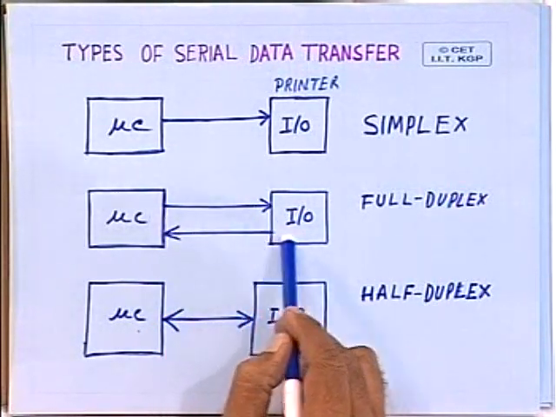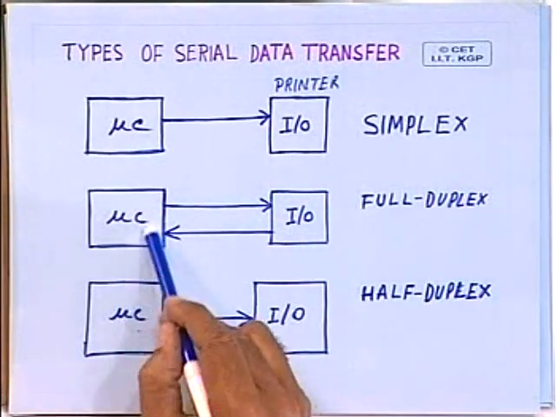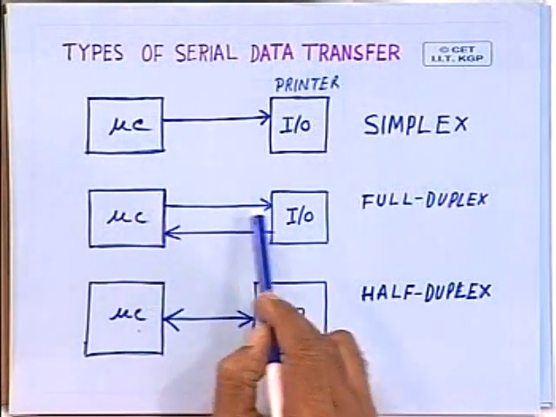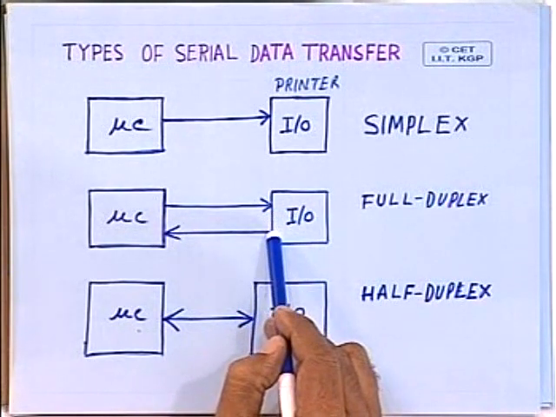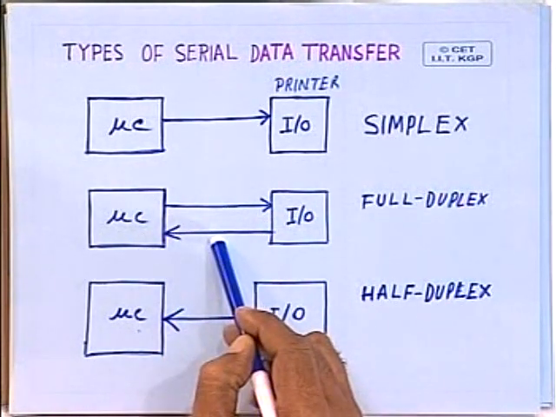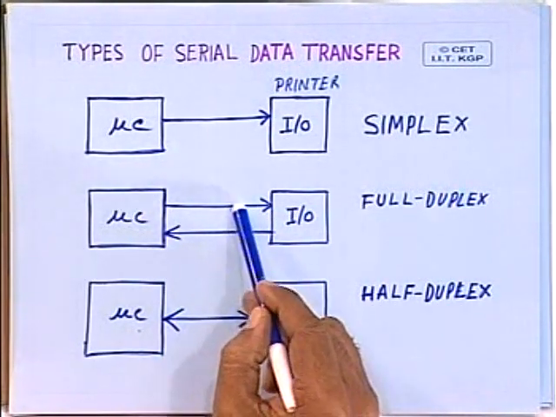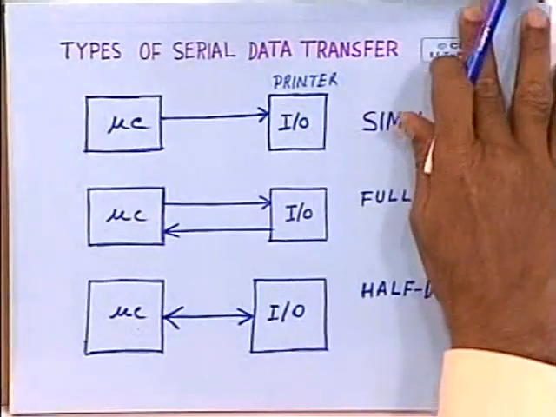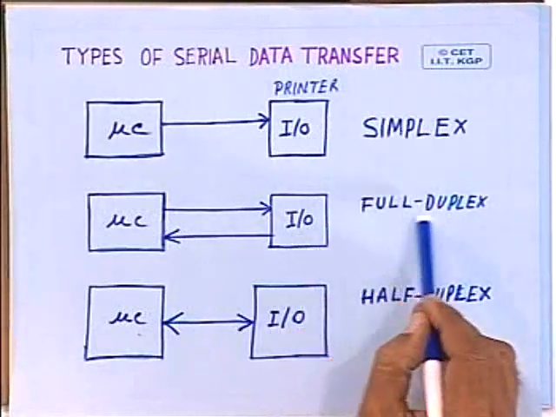As you can see, this is an IO device, this is a microcomputer, so data transfer is taking place from microcomputer to the IO device and from IO device to the microcontroller simultaneously. Obviously, this will require two lines available in parallel. Two separate lines should be available for full duplex communication.